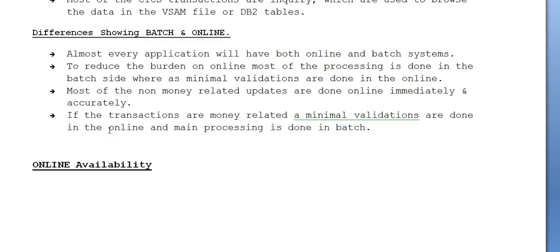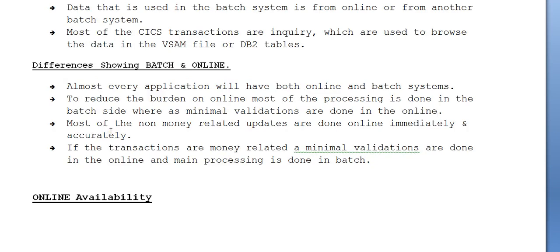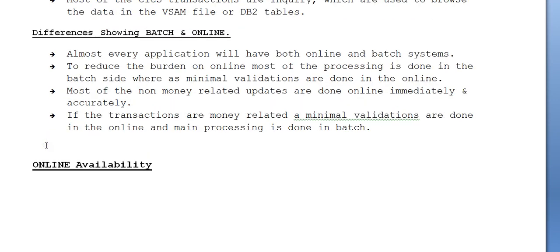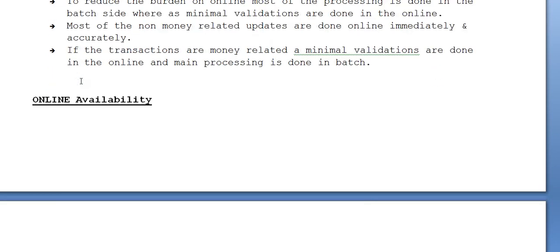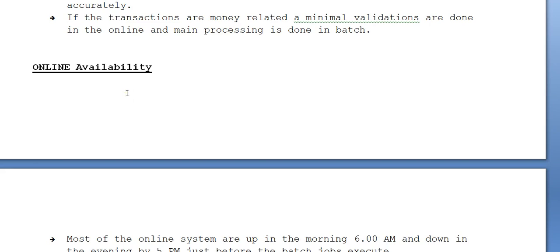You need to understand one point: whenever there is a minimum validation, they go for online. Batch accepts a large volume of data. Online is mostly for inquiry. Yes, it does updates and everything, but mostly it is used for inquiry. So this shows the difference between batch and online, how and where each is used, and how they are interconnected. Now we will look at what time these online systems are available.